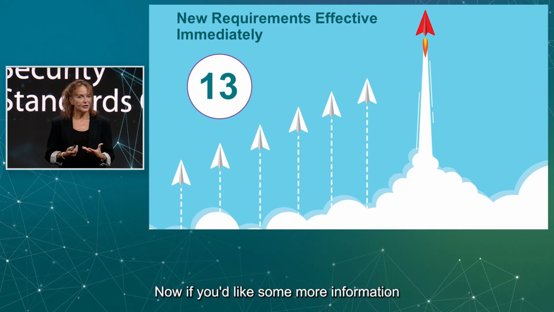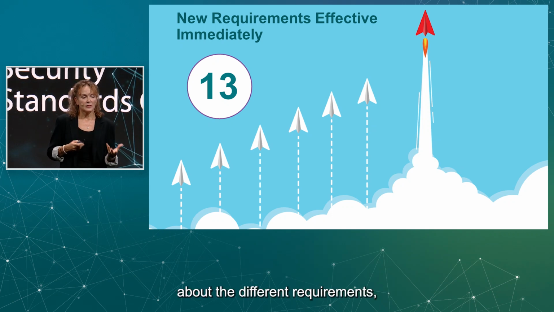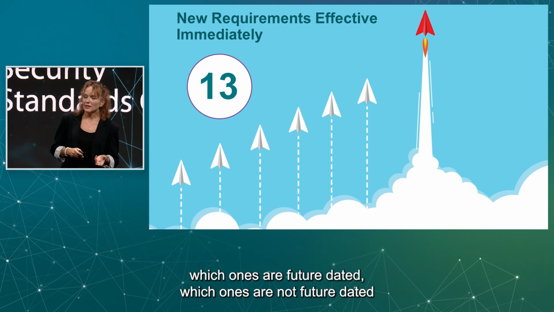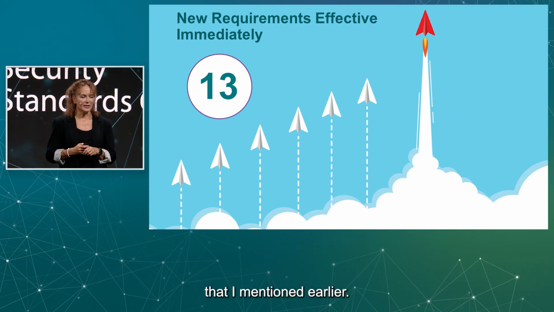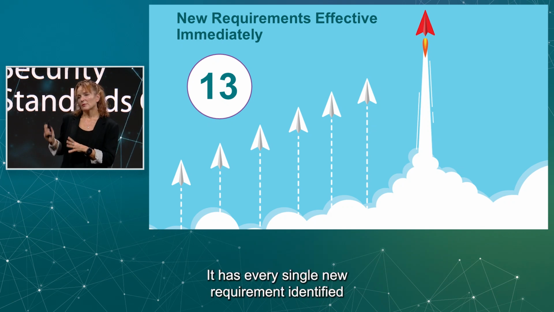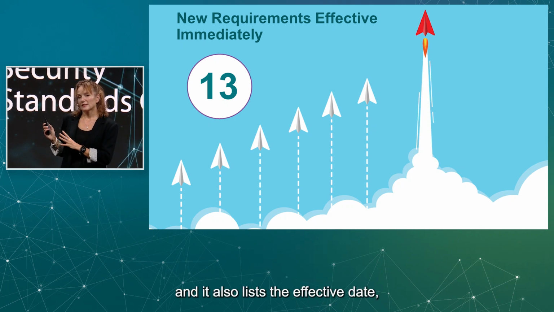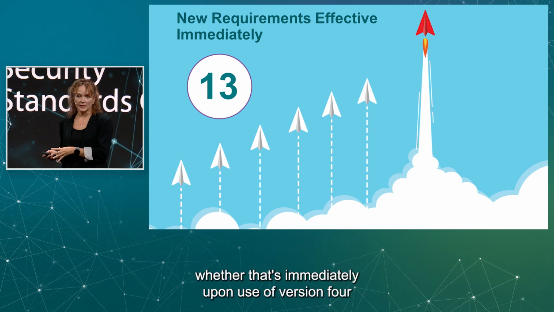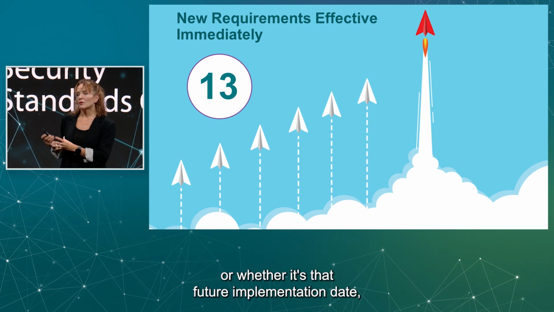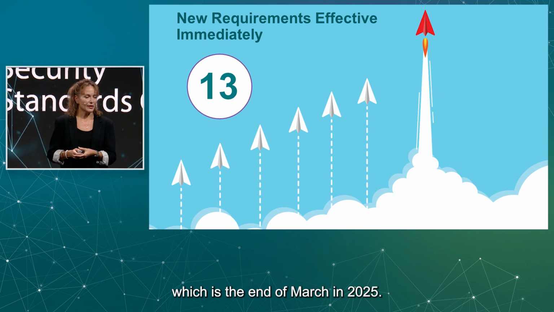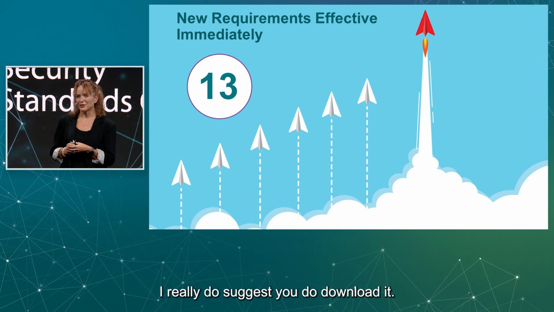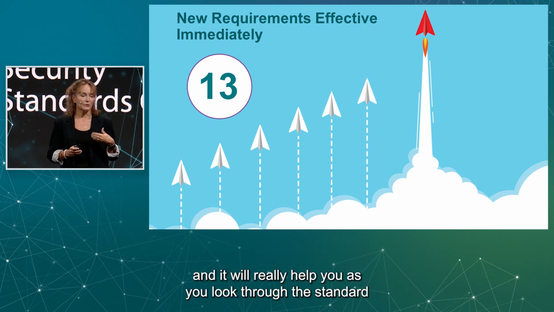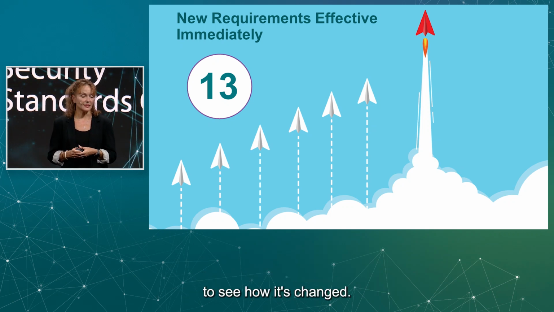Now, if you'd like some more information about the different requirements, which ones are future dated, which ones are not future dated, the best place to look is that summary of changes document that I mentioned earlier. It has every single new requirement identified, and it also lists the effective date, whether that's immediately upon use of version 4 or whether it's that future implementation date, which is the end of March in 2025. If you haven't read the summary of changes, I really do suggest you download it. There's a lot of good information in there, and it will really help you as you look through the standard to see how it's changed.